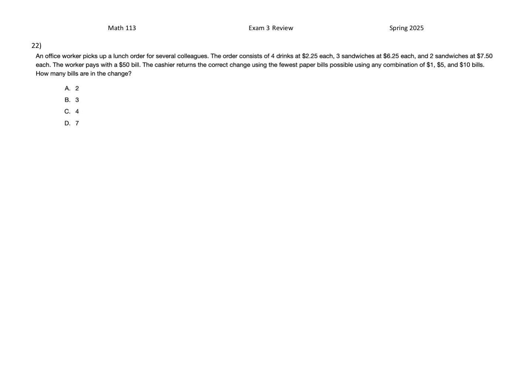All right, so let's see how much this costs. We have four drinks at 2.25, three sandwiches at 6.25, and two sandwiches that are 7.50. All right, so I'm going to do these multiplications. 4 times 2 is 8. 4 times 25 cents, that would be a dollar. So this comes out to $9.